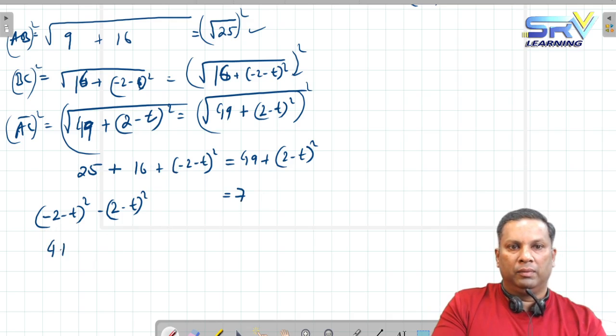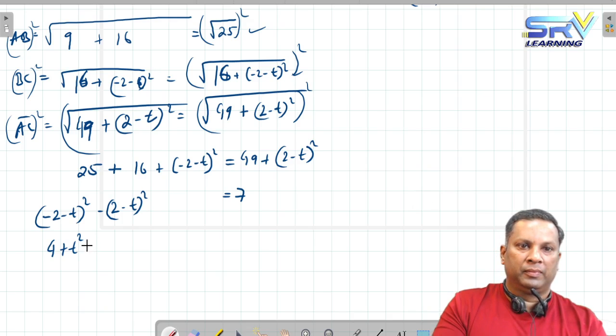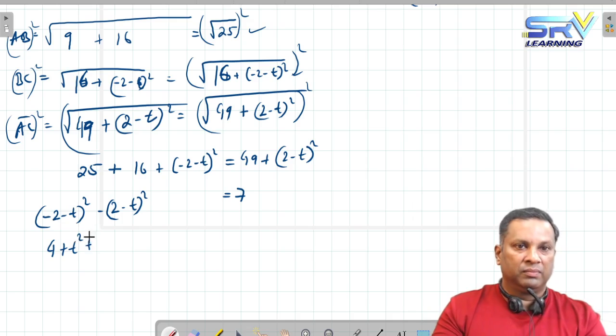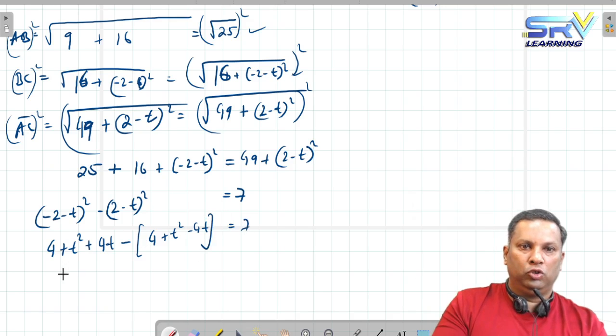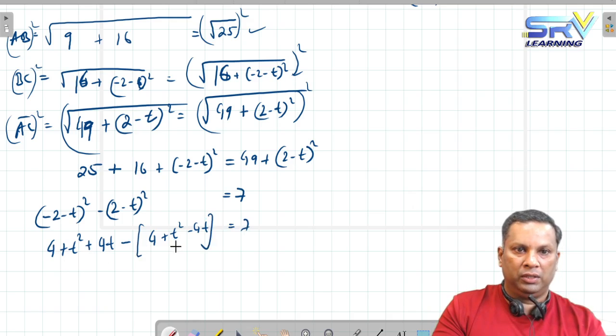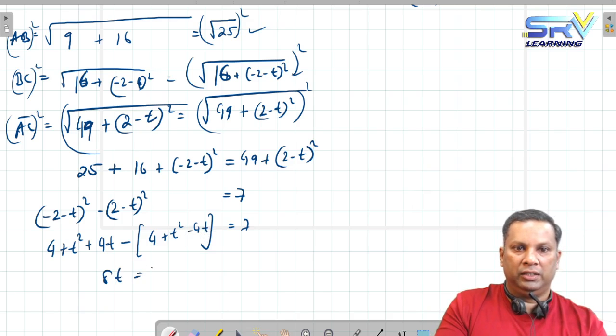4 plus t square minus, और ये प्लस हो जाएगा, minus minus plus हो गया, 4t minus 4 plus t square minus 4t is equal to 7. तो once you open the bracket, ये plus t square minus t square, तो ये हो जाएगा 4t और minus plus 4t, 8t is equal to 7. तो t is equal to 7 by 8.